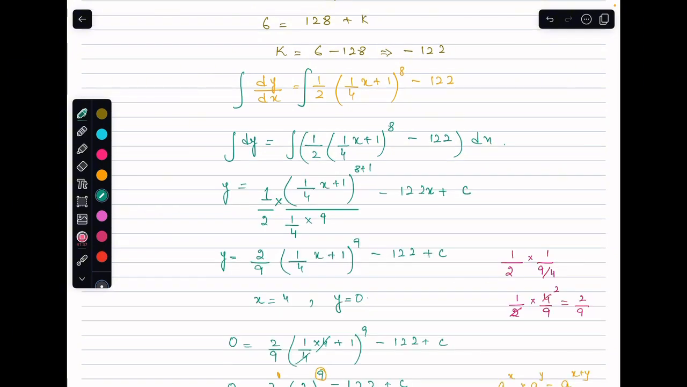So integrating this function, what I can see here is that there is a 1 by 2 over here, and then to the function 1 by 4x plus 1 to the power 8, I should be adding a 1. And then we know that we have to differentiate 1 by 4x plus 1, giving us a 1 by 4 times 8 plus 1, which gives us a 9. And then the integral of negative 122 is negative 122x, and then it should be plus c here.